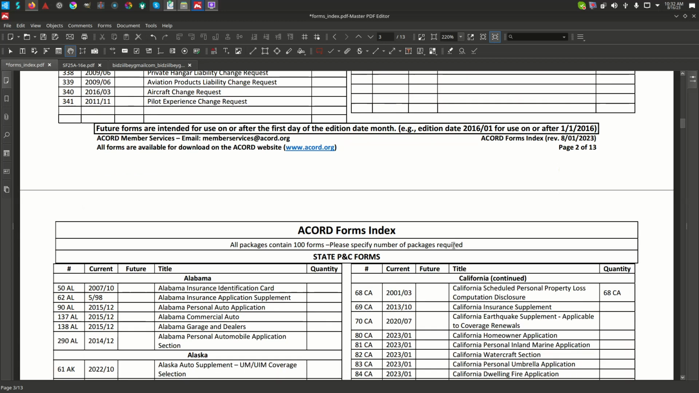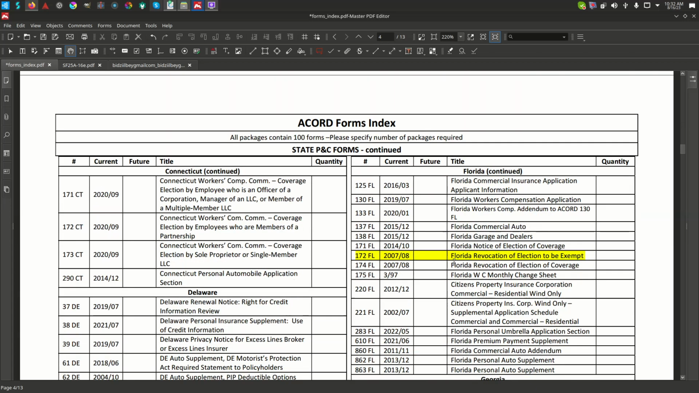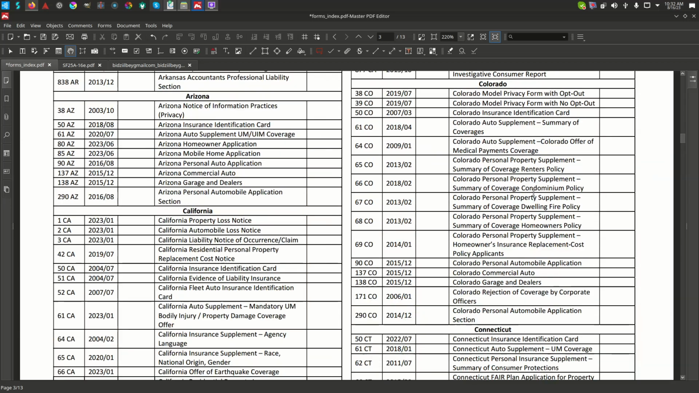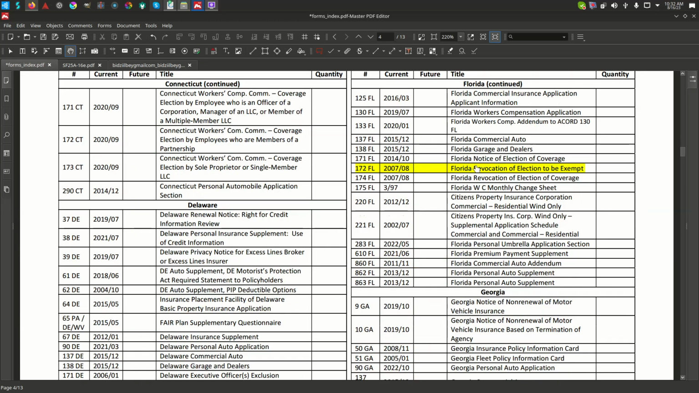And this is just to give you an idea how this stuff works. Of course, these are all just the state forms, so you got to do it on a countrywide level, and then you also got to get into your state. You see that form right there? Florida revocation of election to be exempt. See, they have a form for that here. This is why Florida's a trust state. Hopefully this information is coming to you. It's not coming too fast, but coming to you right on time.